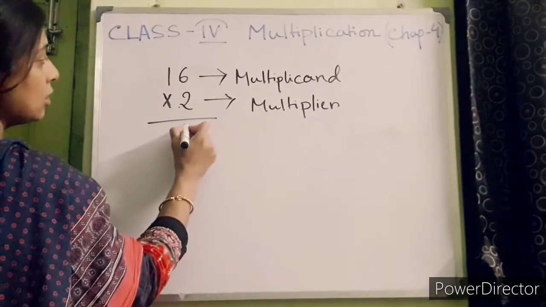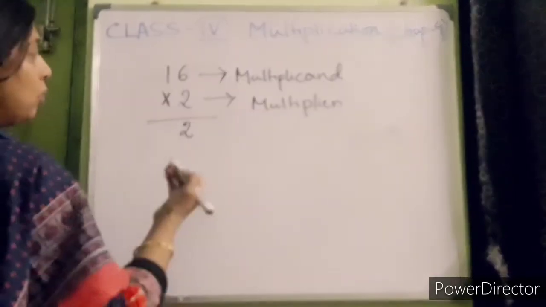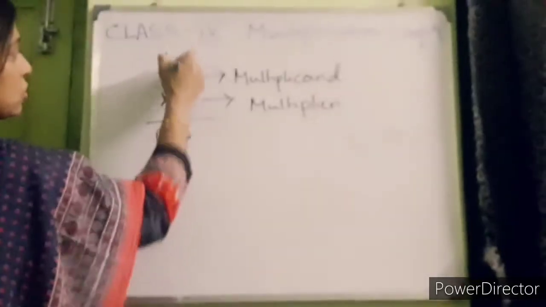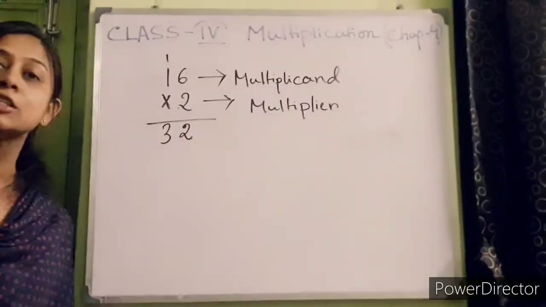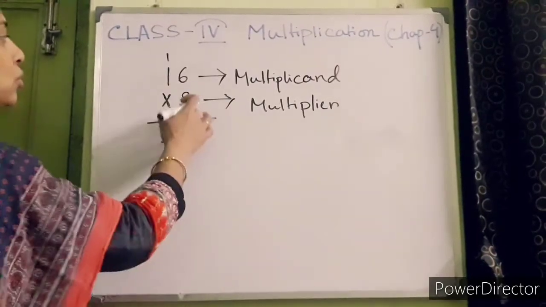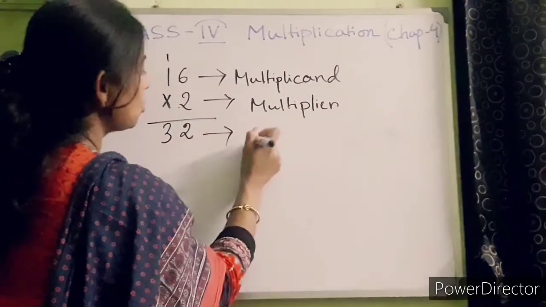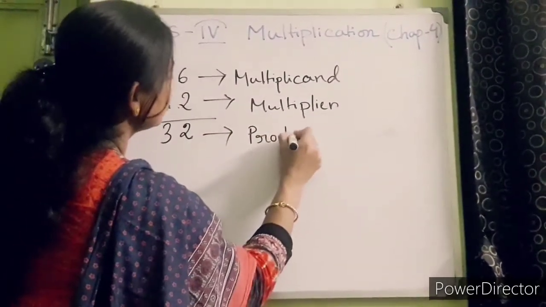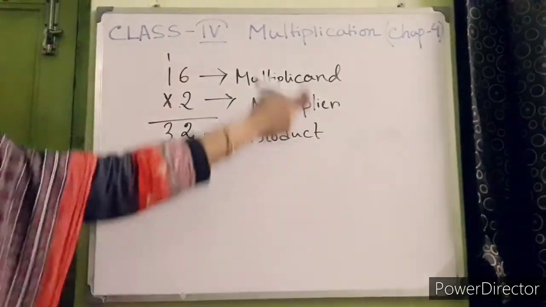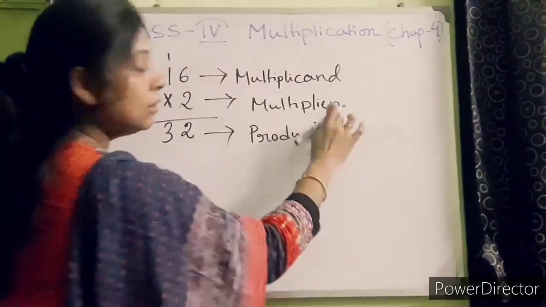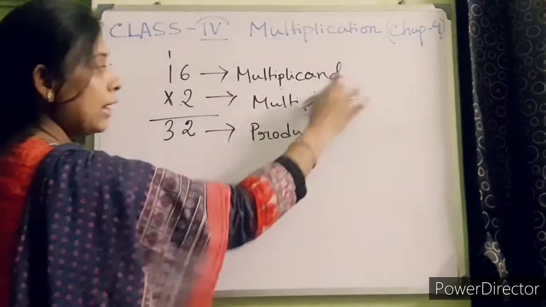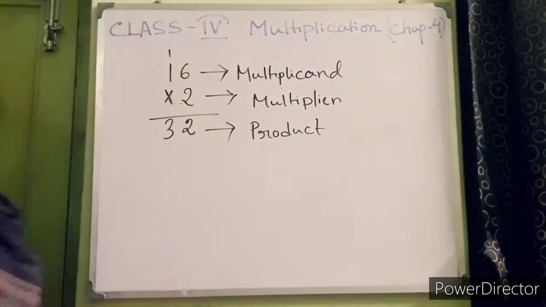2 into 6, 12; 2 into 1, 2, plus 1, 3. But you have to know the table up to 20 because you are in class 4. So you can easily multiply 2 with 16. All of you know the table of 16. 16 times 2, 32. So the result is called the product. Clear? All of you please learn these terms: multiplicand, multiplier, and the result is called the product.